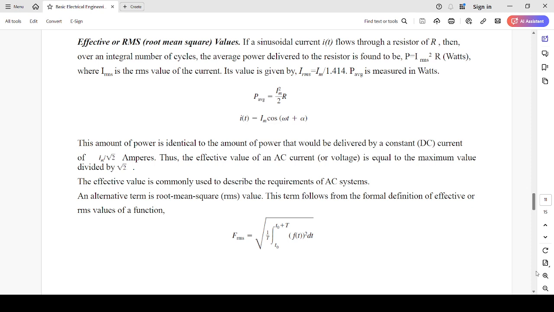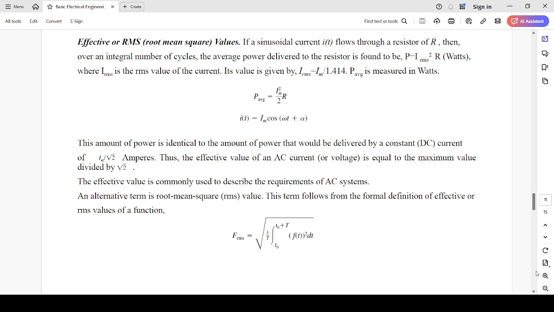The next definition is the effective or root mean square value, and in short form, we always say RMS value. The voltage we are receiving at our home is RMS voltage. It is not constant or DC voltage, dear students. It is the RMS voltage or the effective value. There is no difference between effective voltage, RMS voltage, or AC voltage. All these three terms have the same meaning.